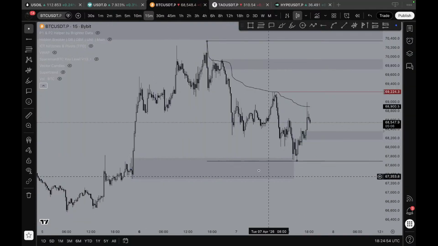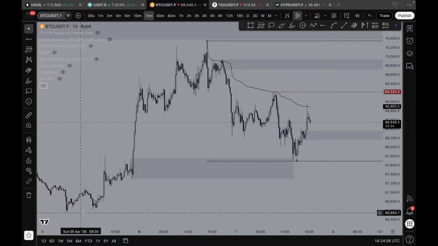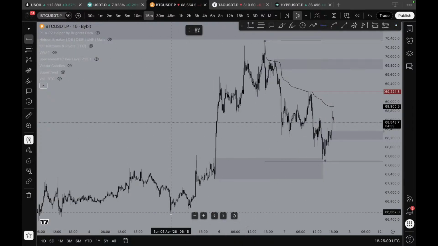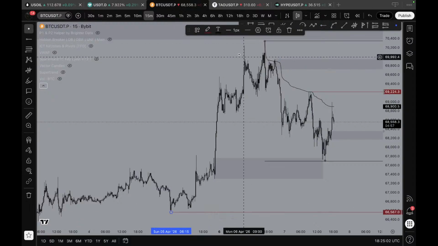Because below this demand we have weekend lows. That's often not what you really like. So this is all weekend lows. Just marking it out.